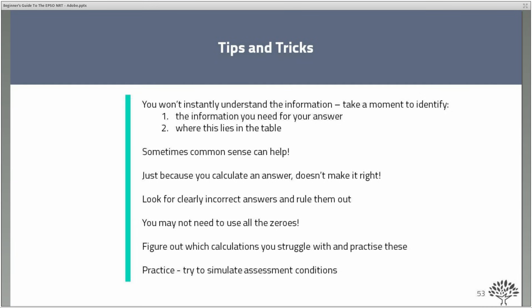And practice is very important. I guess that would be my strongest take-home message: practice as much as possible. But try and figure out what things you particularly struggle with. If it's the interpretation of the data, then spend time doing that. If you really struggle with percentages, spend time practicing your percentages. And when you practice, try to simulate assessment conditions as closely as possible. So give yourself a time limit. Try and do it in silence if possible. If you can do lots of questions back to back, as you will have to do during your actual EPSO examination, then do lots of questions back to back. But try and give yourself those 2 minutes per question.